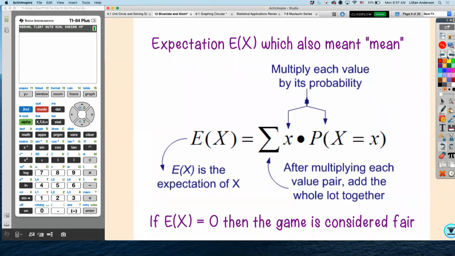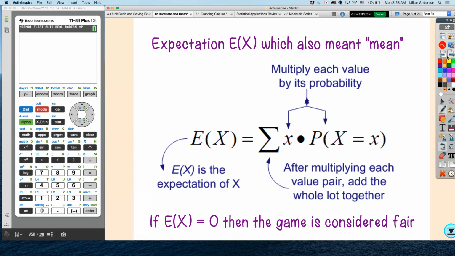Expectation, represented with the capital E of X, capital X. So the expectation of our random variable also meant the mean of our particular random variable, okay? It is found, and I pulled this literally from our old random variable notes when we first did this, okay? To find expectation or expected value, you take each of your X values and multiply them by their respective probabilities. And after you multiply them, you add the whole lot together, okay? So each of the X values times their probability, then sum them up, you would get your mean.